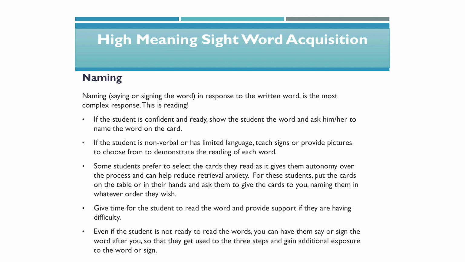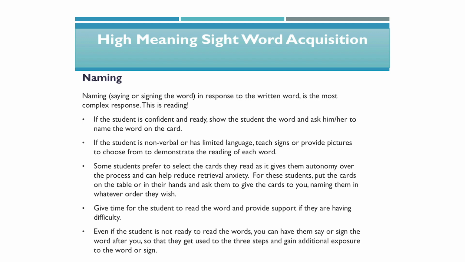Good. Okay, now watch what I'm going to do. Okay. And then the final stage is reading. So this is just saying or signing the word in response to the written word. It's reading, right? They're seeing the words and they're telling you what it says. So if they're confident and ready, you can show them the word and ask them to name the word on the card. If they're nonverbal, have limited language, you can teach the signs or provide pictures to choose from to show that they're reading that word. Sometimes they prefer to select the cards they read.